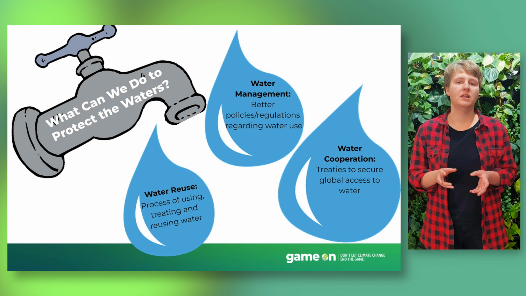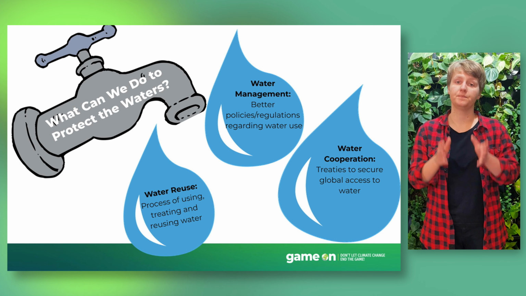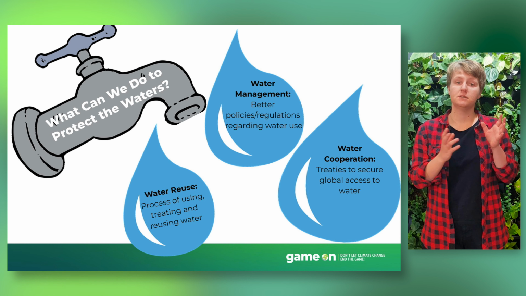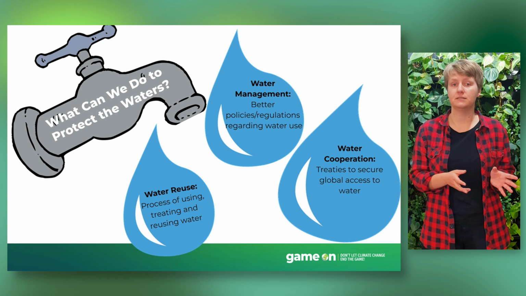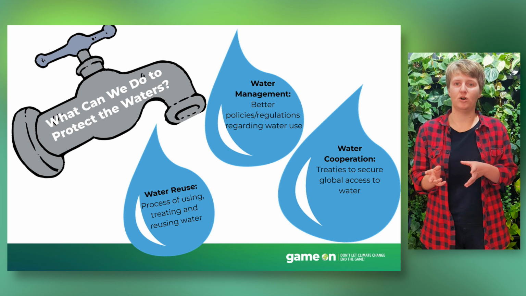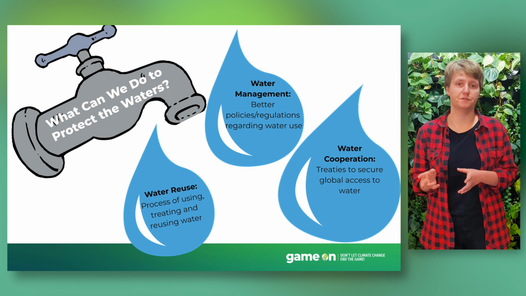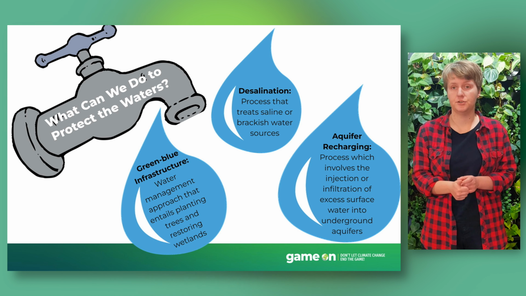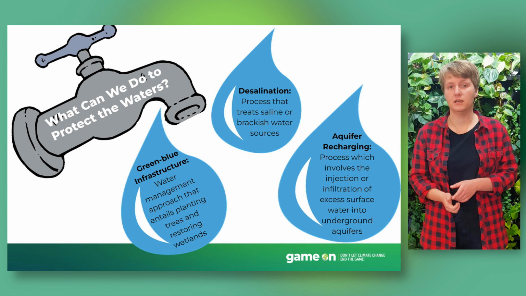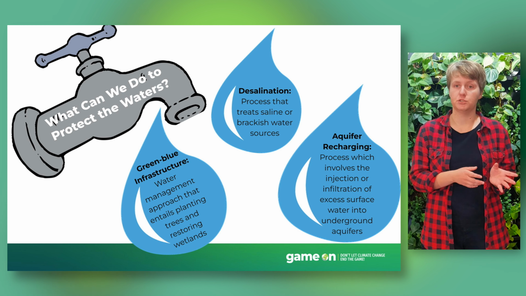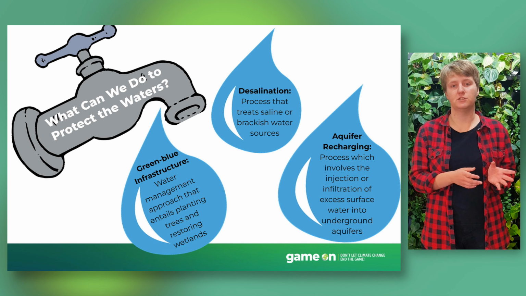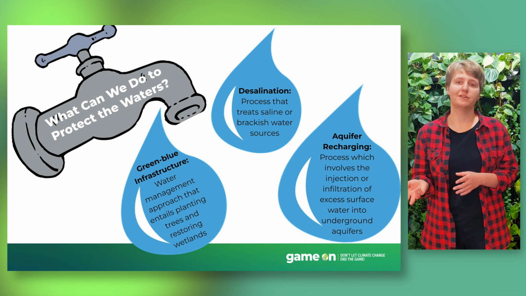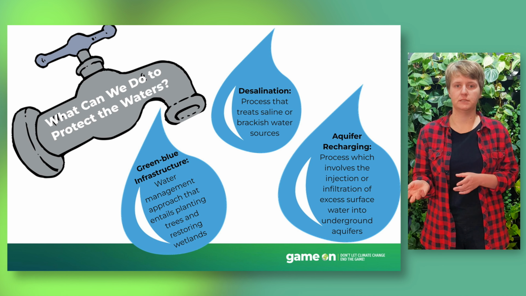So, all in all, here's what can be done to protect water. Bring about better policies and regulations regarding water use. Secure global access to water through treaties. And reuse it, both at home, but also through the implementation of treatment plants. Furthermore, desalination plants can treat ocean water to convert it to fresh water, and aquifer recharging is another option. It means that excess surface water is pumped into underground aquifers. Finally, green-blue infrastructure can secure clean water resources.